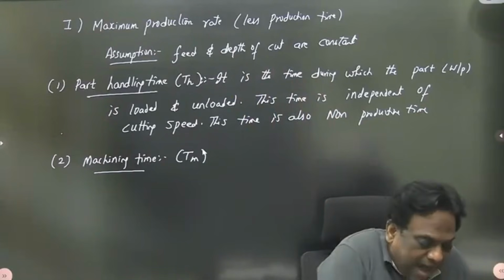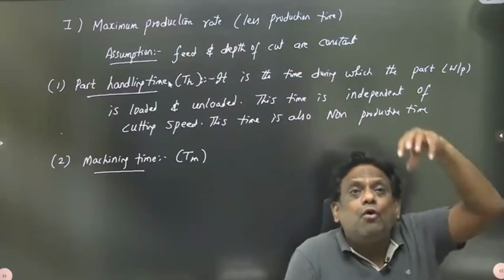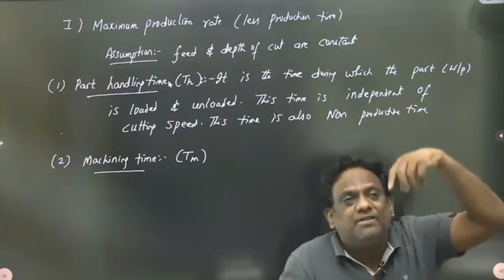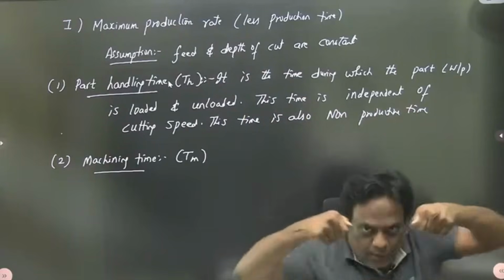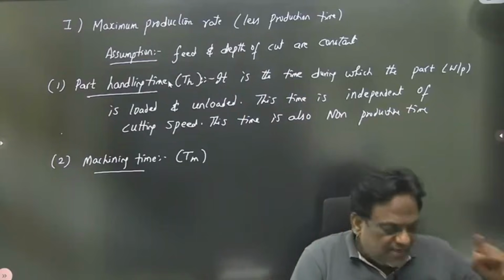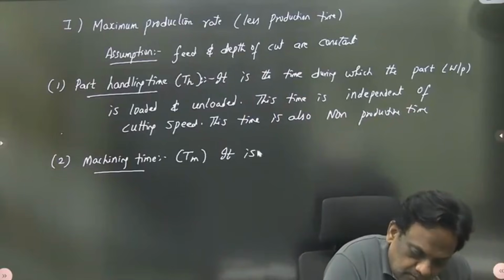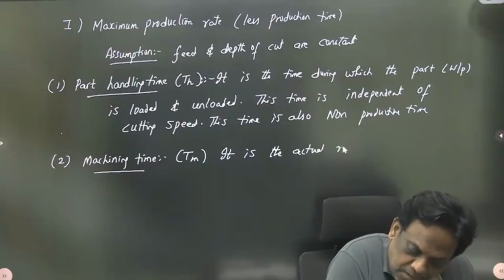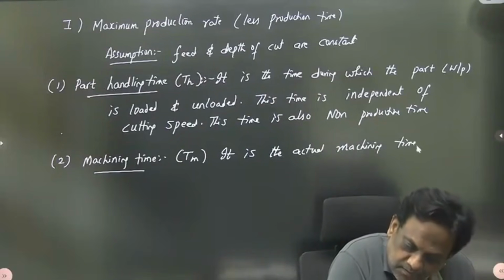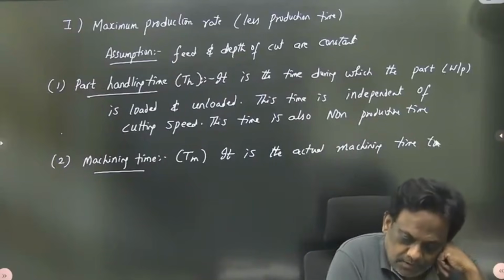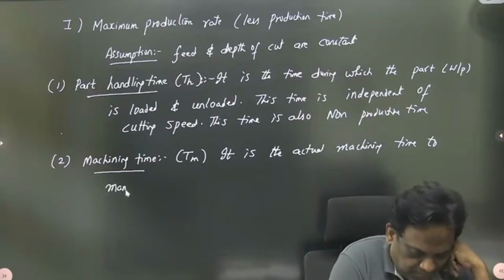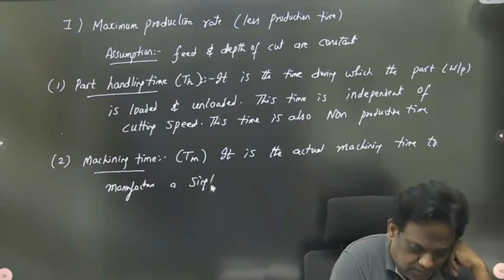देखो, this is the part handling time. एक पीस को लेथ मशीन पे डाल रहे, loading then unloading for a single piece. The first one is for a single piece. TM is the actual machining time to manufacture a single product.